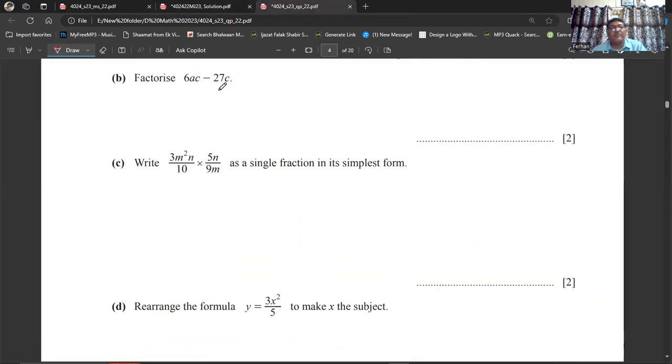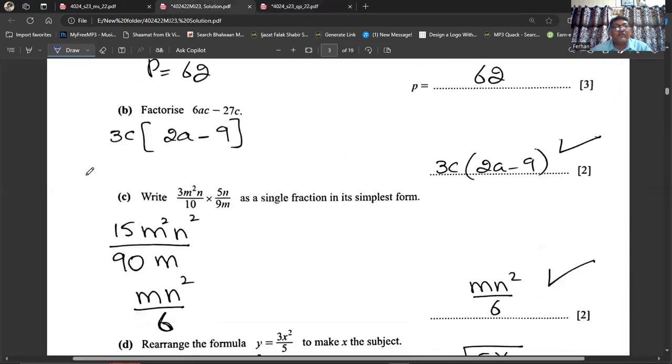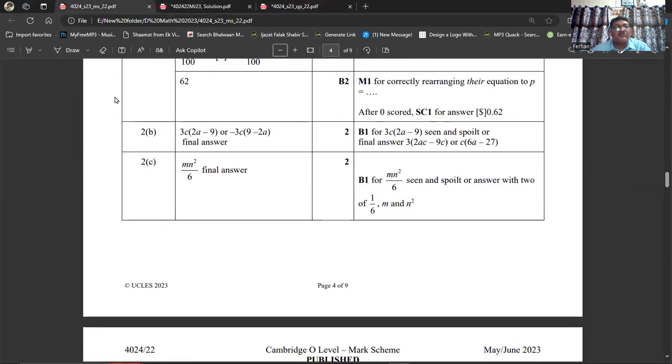Okay. Question number 2, it's B part. It says factorize 6ac minus 27c. So here, whenever you factorize, the important thing is you take something common. Here 3 is common and c is common. So we will take that common. Very simple, straightforward question. Take 3c common, so you are left with 2a minus 9 inside the bracket. So 3c bracket start, 2a minus 9 bracket close. This is how you factorize it. So our answer is right.